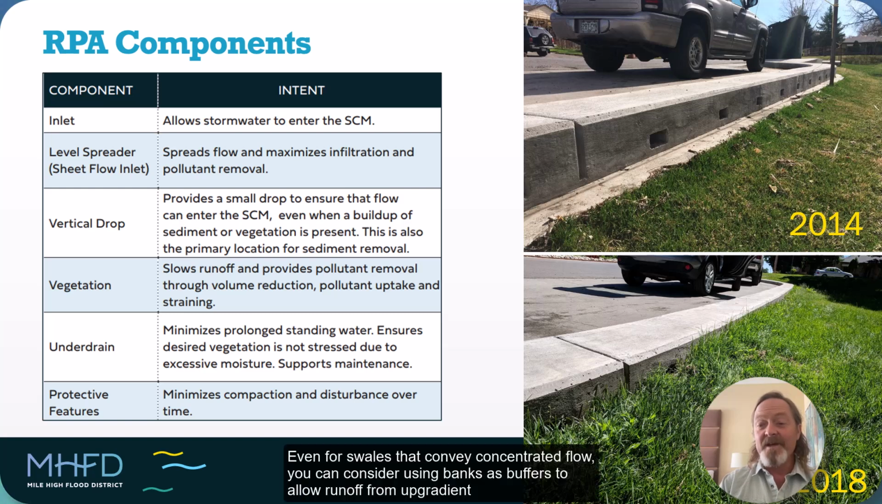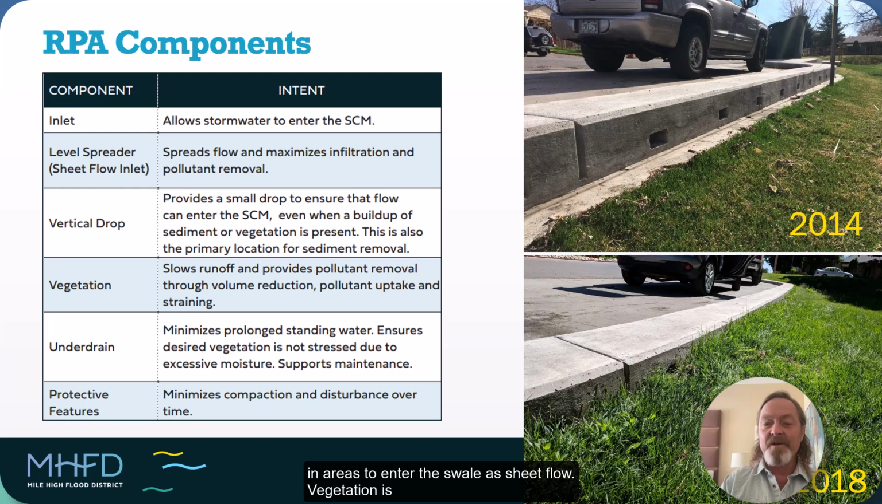Even for swales that convey concentrated flow, you can consider using banks as buffers to allow runoff from upgradient areas to enter the swale as sheet flow.